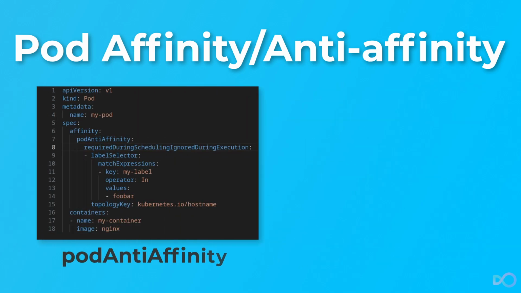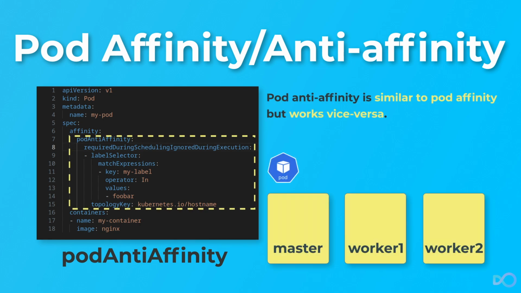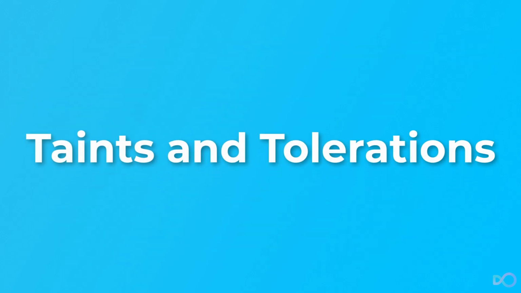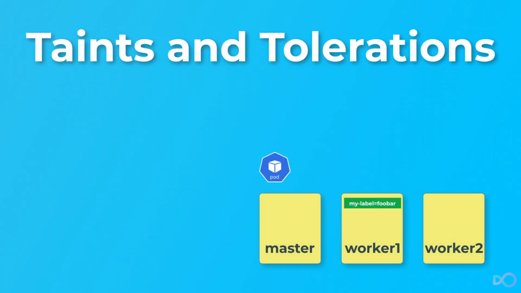Pod Anti-Affinity is similar to Pod Affinity, but works vice versa. For example, there is a pod with the label mylabel: foobar on worker 1. So my pod will be scheduled on master or worker 2. It can't be scheduled on worker 1 because there is a pod with a label that is specified in podAntiAffinity. Lastly, I want to tell you about tolerations and taints.